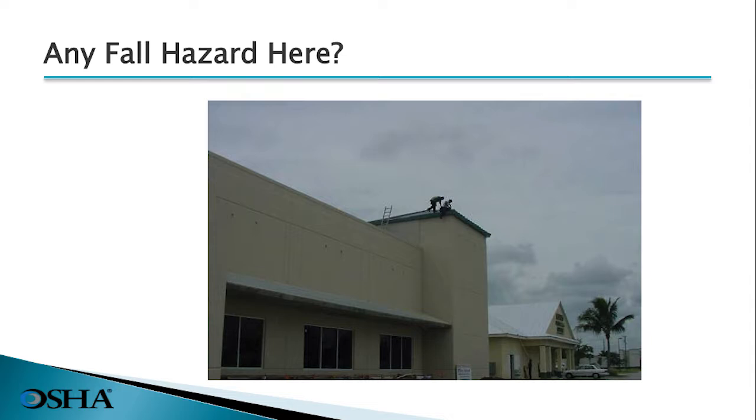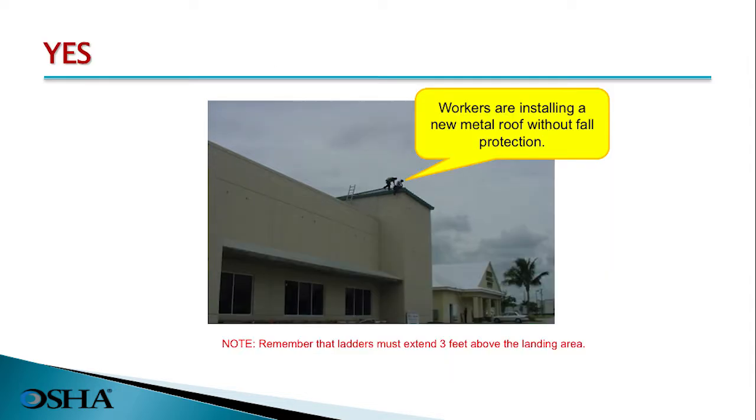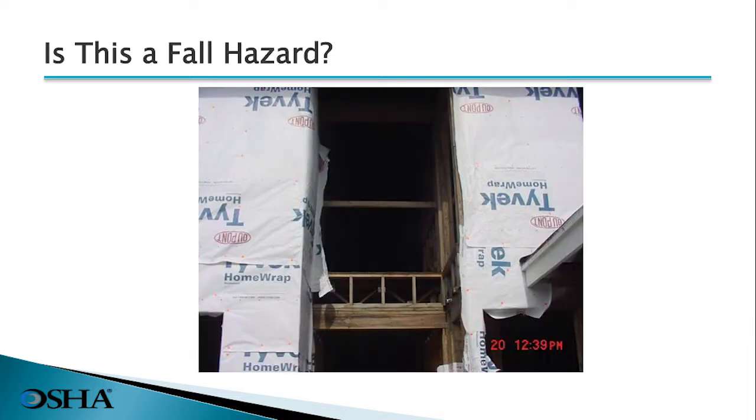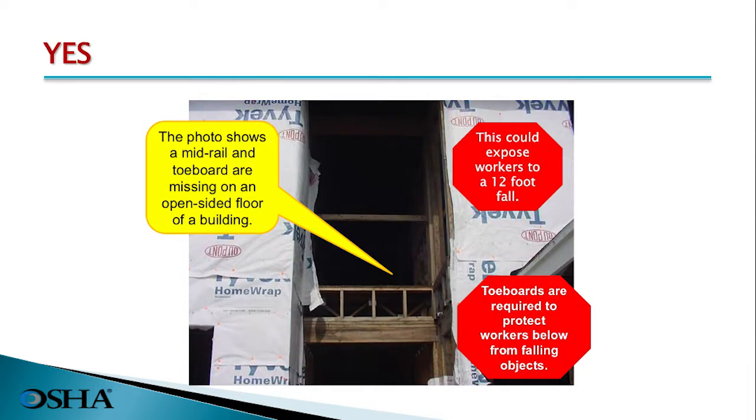Any fall hazard here? Yes. Workers are installing a new metal roof without any fall protection provided. And in addition, their ladder. Make sure that all ladders extend at least 3 feet above the upper level. Is this a fall hazard? Yes. The photo shows a mid-rail and a toe board are missing on this open-sided floor of a building. Workers here are actually exposed to a 12-foot fall. Toe boards are required to protect any worker working below from being struck by equipment falling from above.